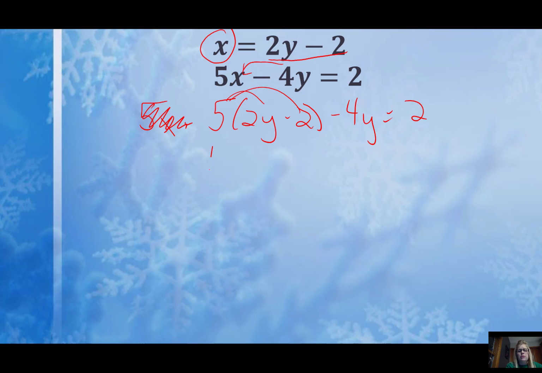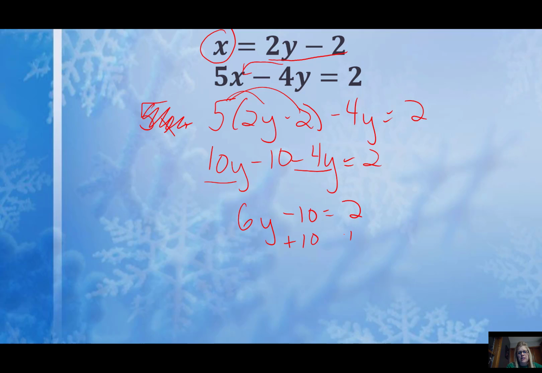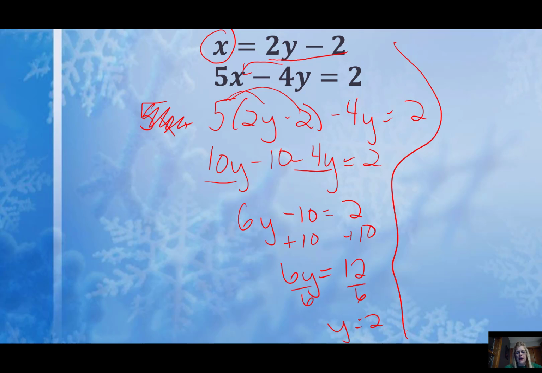Let's distribute. So I have 10y minus 10 minus 4y equals 2. I would combine my like terms and say 10y and minus 4y is 6y minus 10 equals 2. I'm going to add 10 to both sides because now this is just a 2-step equation. So 6y equals 12, divided by 6, y equals 2.